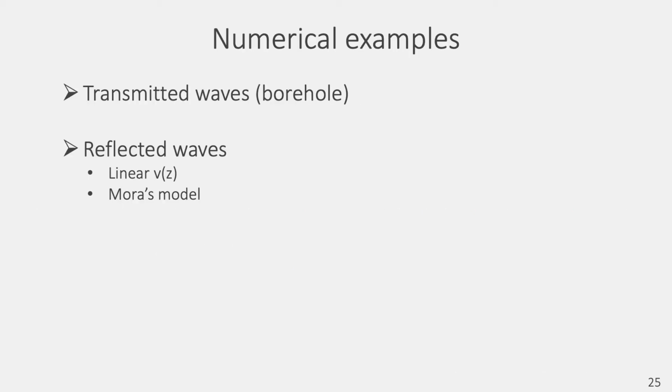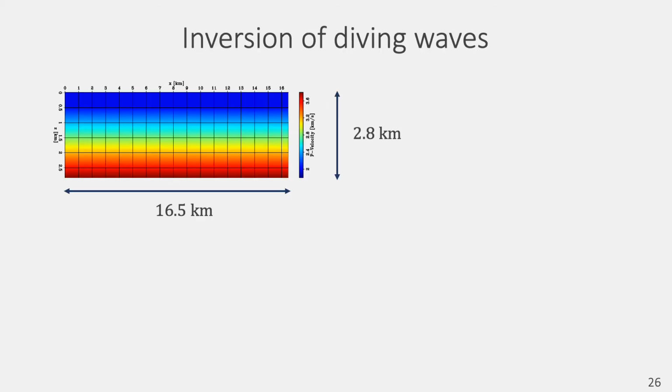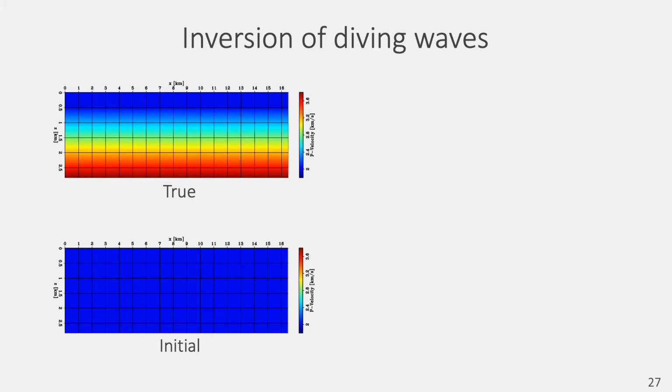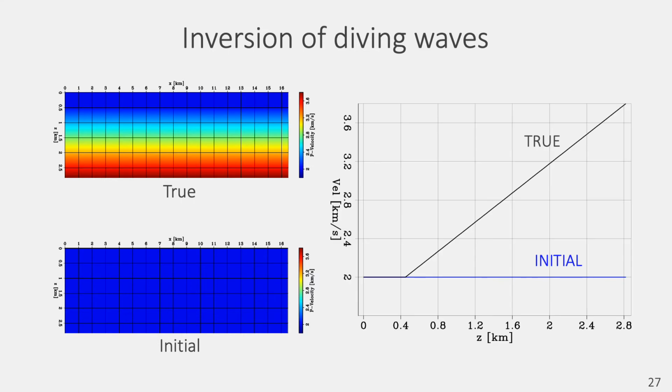We saw that we can accurately invert reflections, and now we test if our method can invert a dataset composed of only diving waves. For this test, we built a laterally invariant model whose velocity values are linearly increasing with depth, starting at a depth of 0.5 kilometers. This model is 16.5 km wide and 2.8 km deep. We begin with a constant initial model shown in the bottom left figure on the screen, and the velocity profiles are plotted on the right panel.